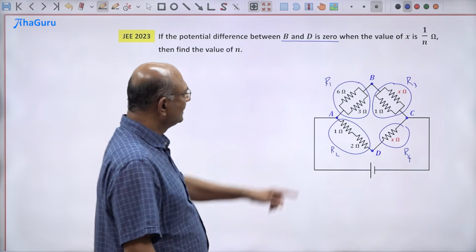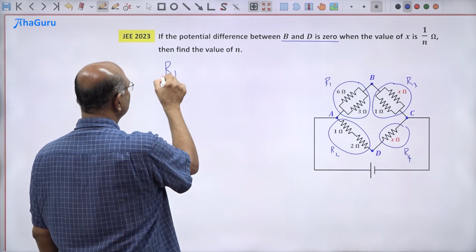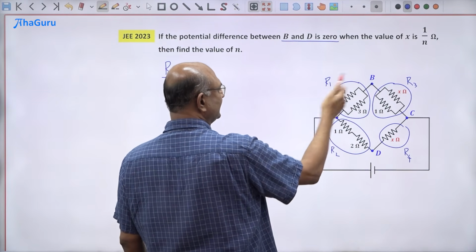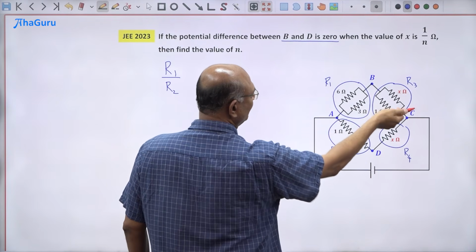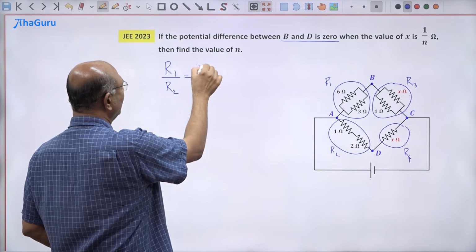What is R1? 6 and 3 in parallel, right? The basic condition, Wheatstone's condition, is this: if you take a bridge here, on this side of the bridge, the ratio of the resistors, R1 by R2, must be equal to that side of the bridge, R3 by R4. R1 by R2 must be equal to R3 by R4.